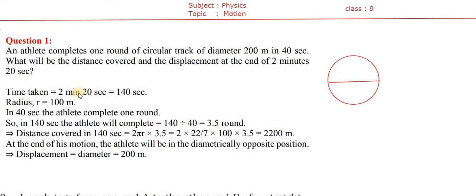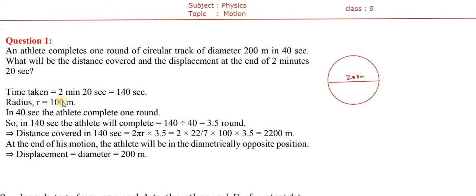So what they are telling is the athlete completes one round of a circular track of diameter 200 meters. So the diameter of this is 200 meters. He completes one round of this 200 meter diameter track in 40 seconds. What is the distance covered in 2 minutes 20 seconds?